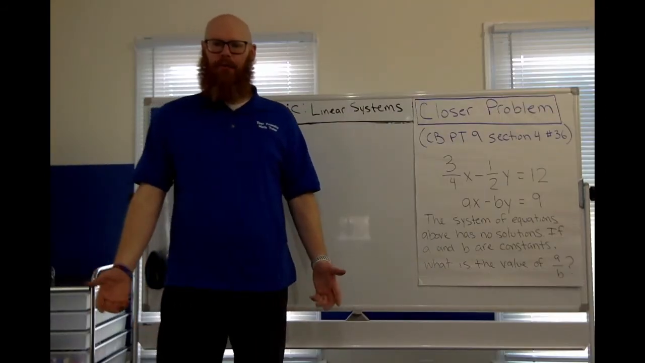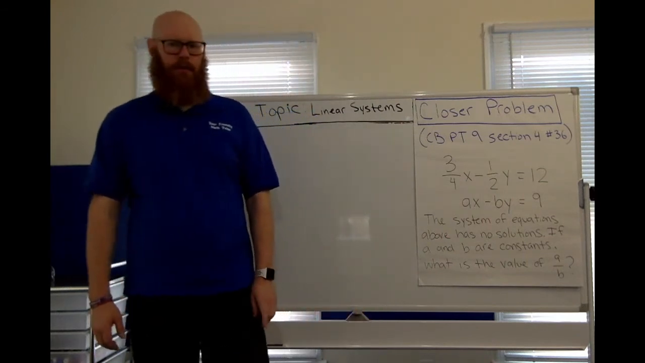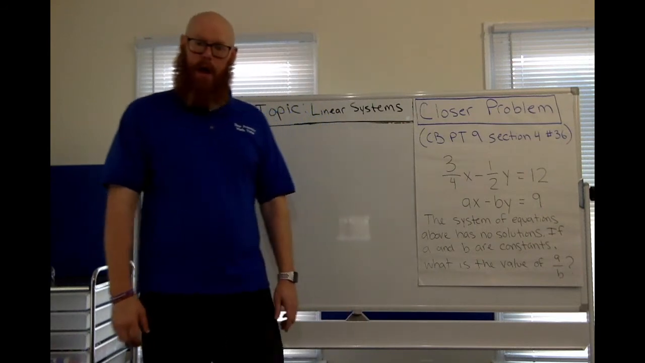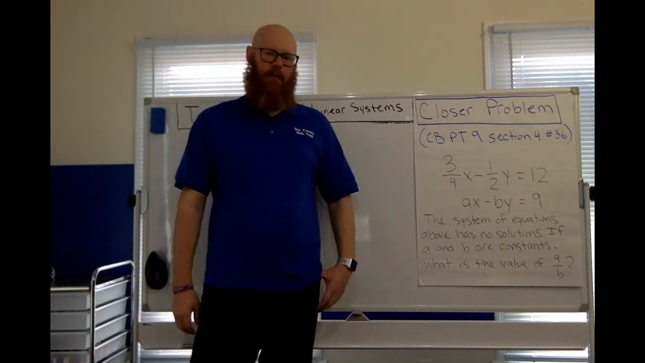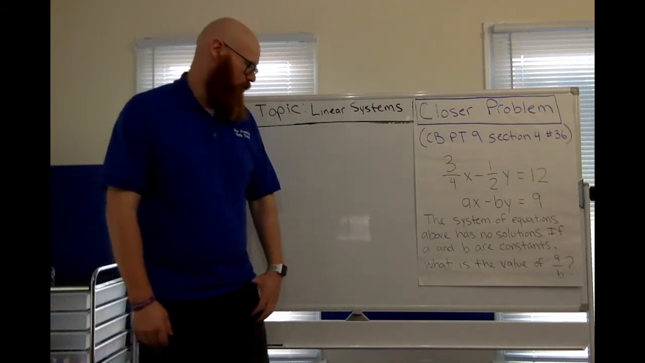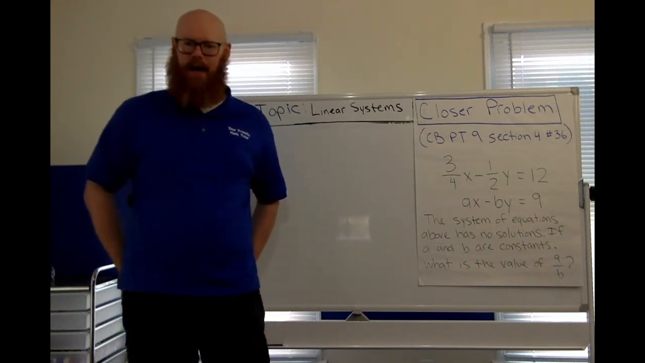All right, now to the closer problem. College Board Practice Test 9, Section 4, number 36. 3/4 x minus 1/2 y equals 12. Ax minus by equals 9. The system of equations above has no solutions. If a and b are constants, what is the value of a divided by b?